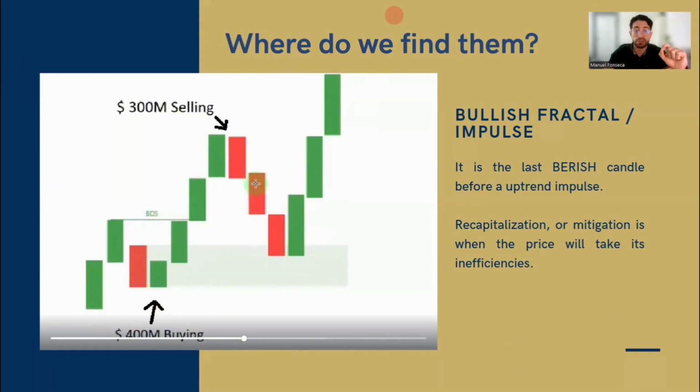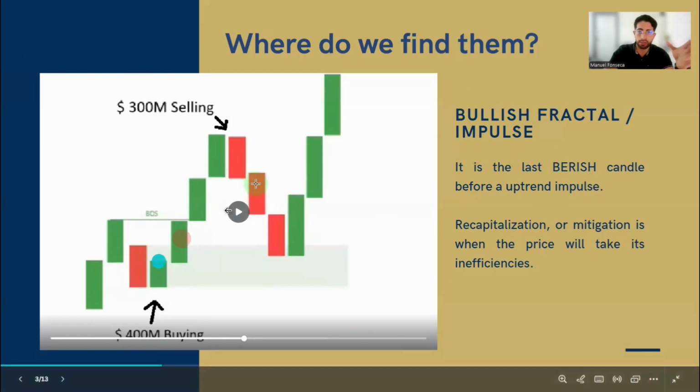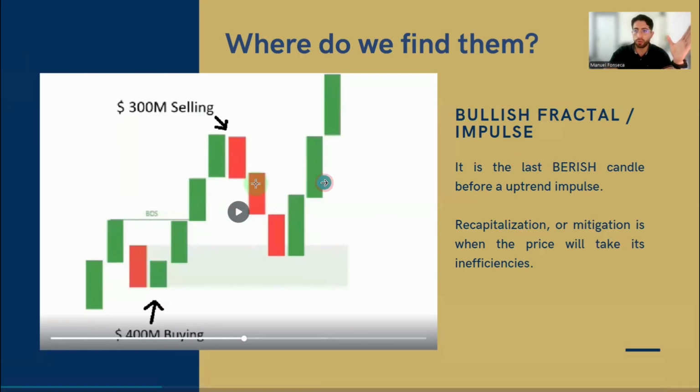So this is super fundamental for us, because if we understand when the price will have this type of reactions, or where is the correct order block, then we will understand where to buy or where to sell, right? Perfect. And this is an example of a bullish fractal, or a bullish impulse. So the order block will be the bearish candle, the last candle before the uptrend impulse starts.